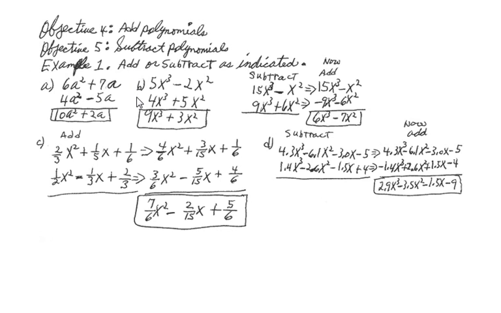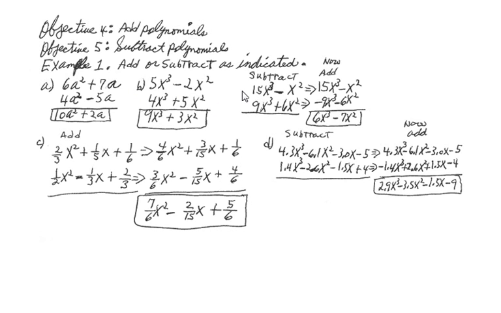Part B, 5x cubed minus 2x squared added to 4x cubed plus 5x squared. Again, this is vertical arrangement, and therefore we'll add vertically. The first column, we have 5x cubed plus 4x cubed, which can be added to give us 9x cubed. The second column, the x squared column, combines to give us plus 3x squared. So our answer becomes 9x cubed plus 3x squared.